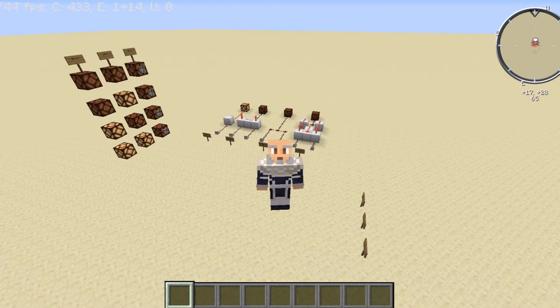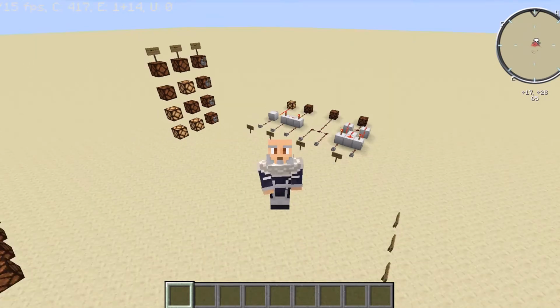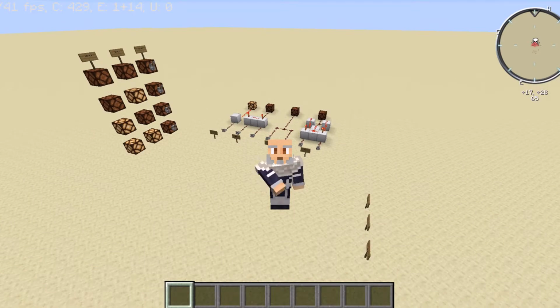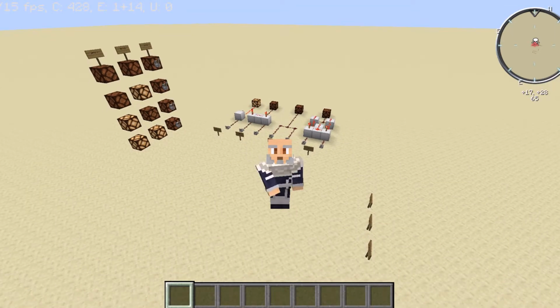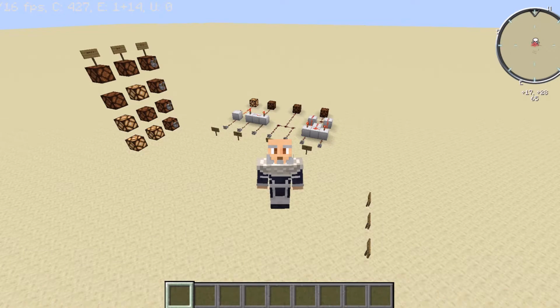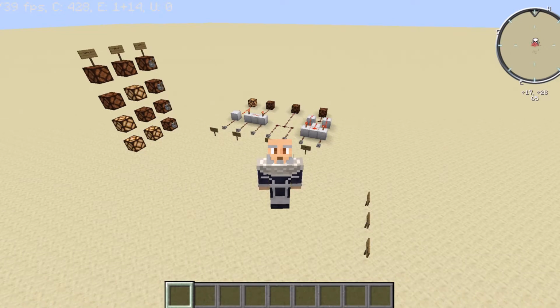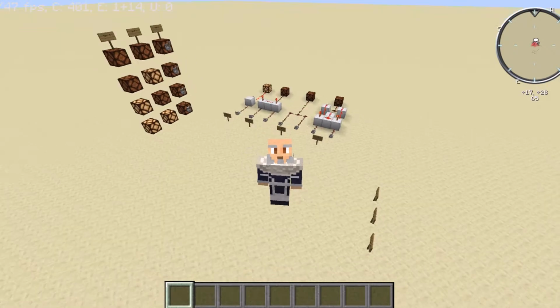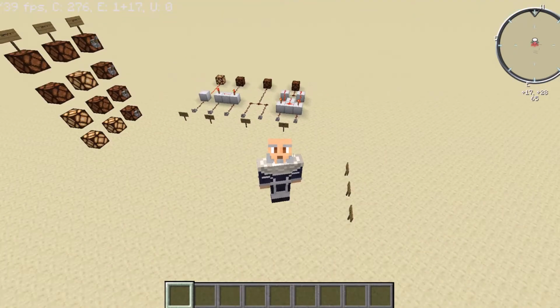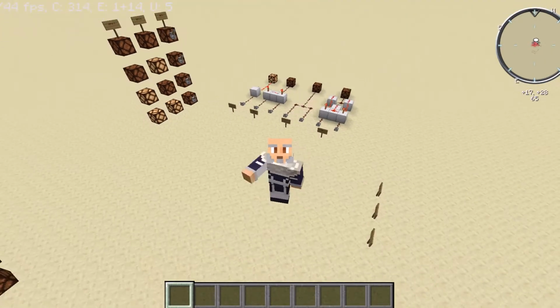Hello everybody and welcome to the third episode of the series where I teach you how to build a redstone computer. Last time I talked to you about binary and how it is the language of the computer. Well, it's time to do something about it, don't you think? So, this episode I'll talk about logic gates.